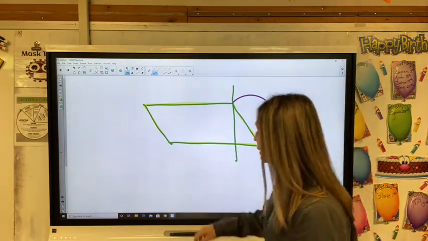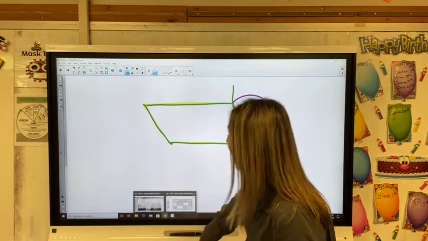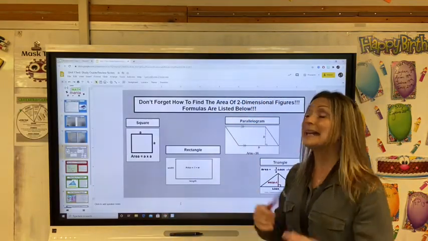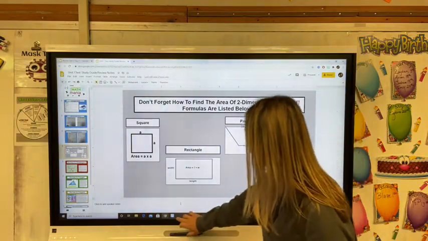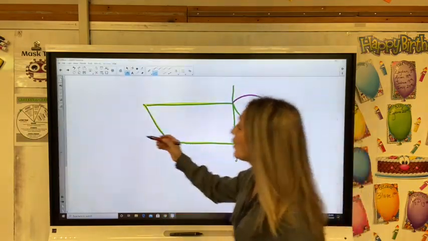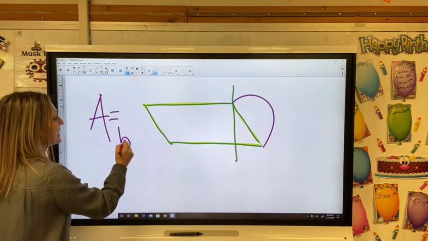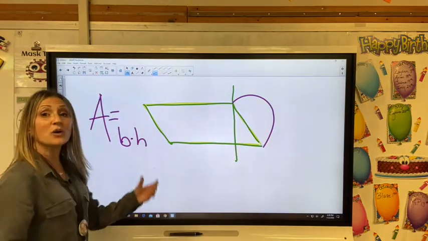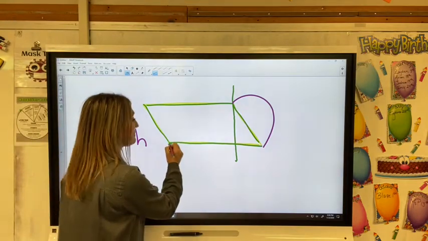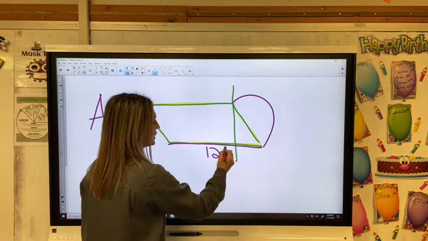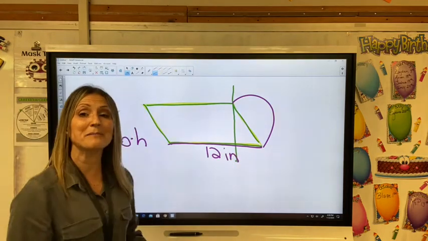So you'd have to go back, 6th graders, and look at your formulas for a parallelogram. And it's important that you know how to fill those in. So I know that the area for a parallelogram is area equals base times height. So I have to find my base. I'm going to say my base is right here, and that base is 12 inches. And then I have to find my height.